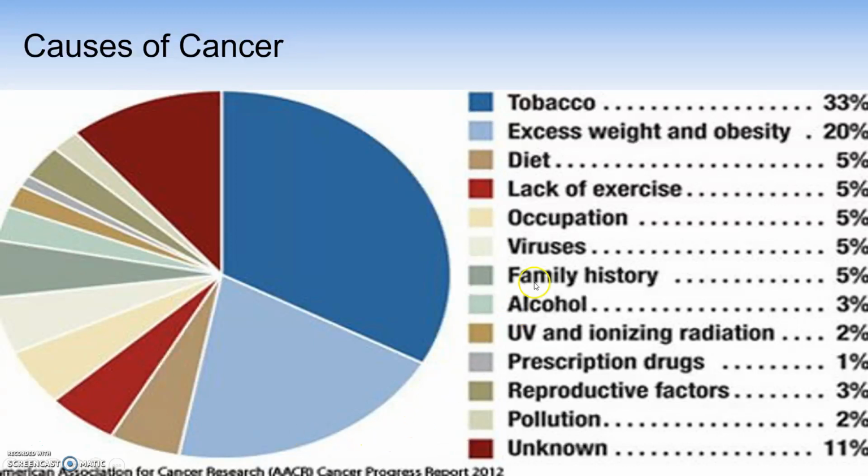But then we have a group of items that fall in the 5% category, including diet, lack of exercise, occupation, viruses, family history. So most of the causes of cancer fall into categories that are personal choice categories: tobacco use, excessive weight, diet, lack of exercise. Some things you can't control, such as occupational exposures and virus exposure, as well as genetic family history. But even the alcohol consumption at 3% contributing to cancer is a personal choice.